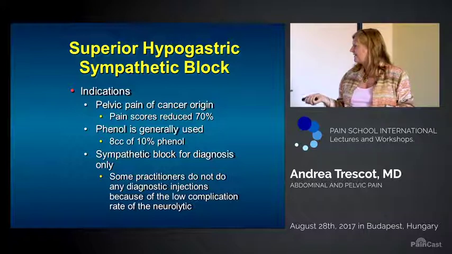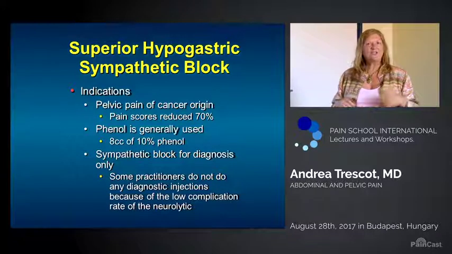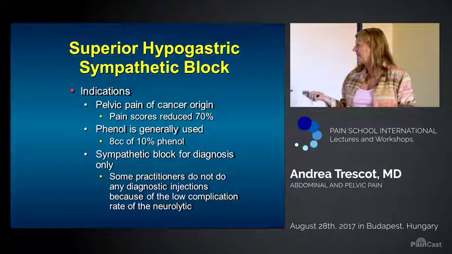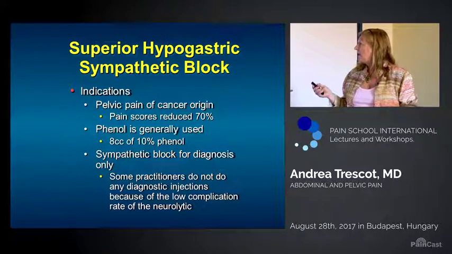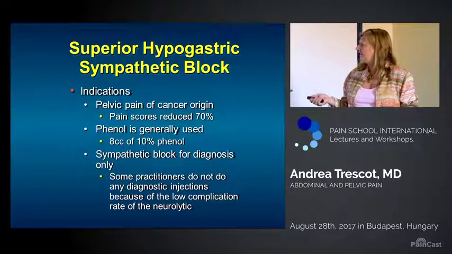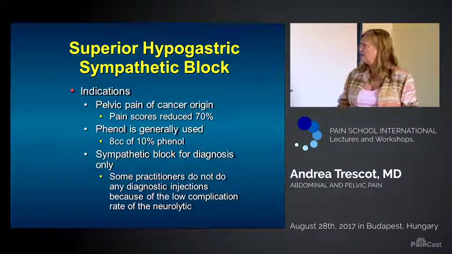So some practitioners, as I said, don't do any diagnostic injections because there's so little in the area and the low complication rate of the neurolytic from the standard approach. So what you can think about this, got in the wrong order. For splanchnic nerve blocks, you're looking at diagnostic for retroperitoneal and upper abdominal and flank pain.